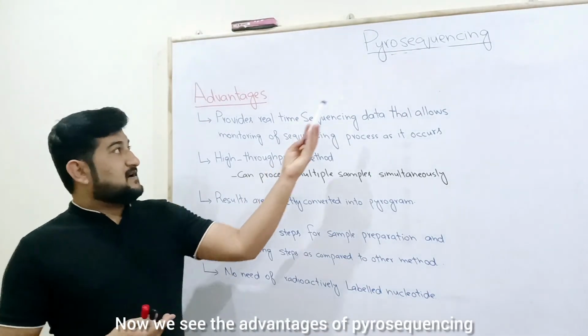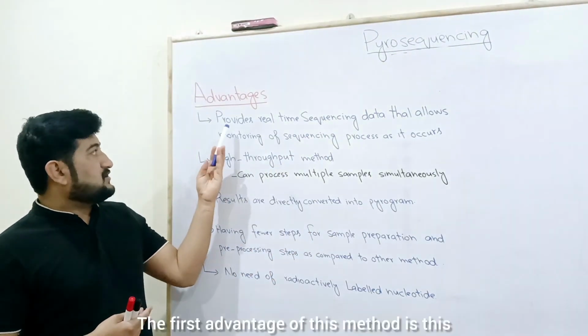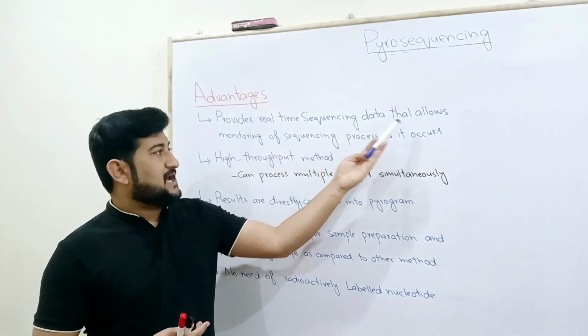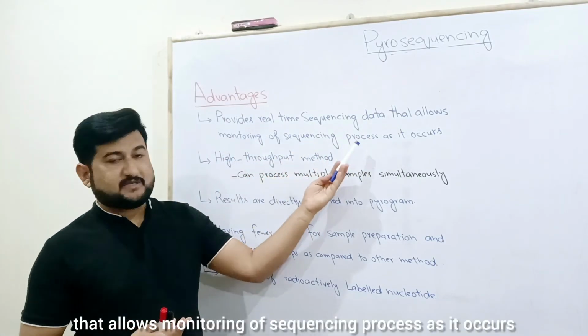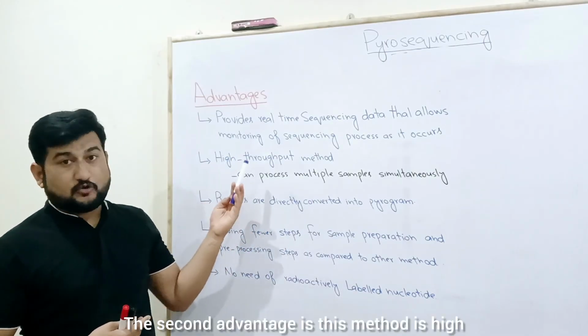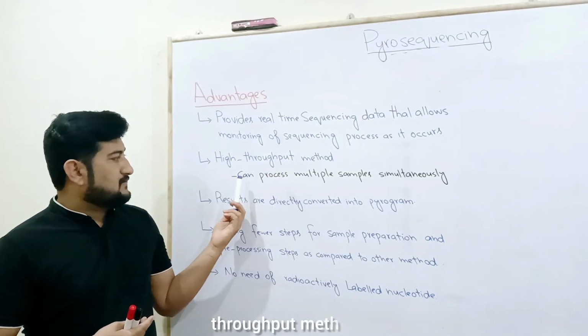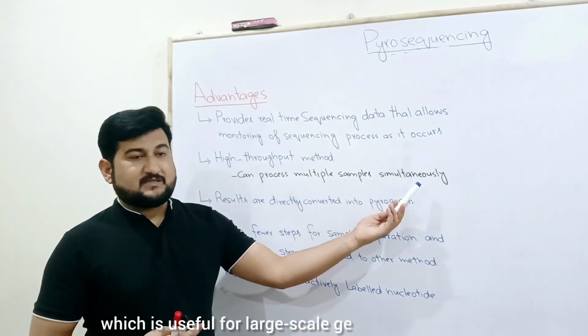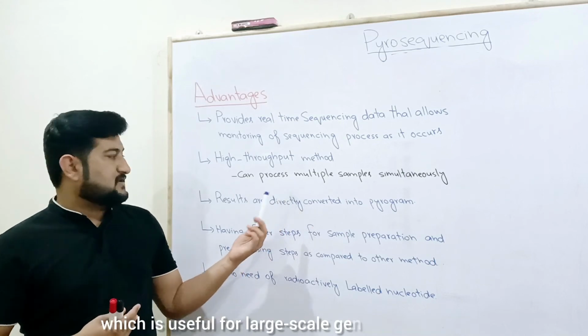Now we see the advantages of pyrosequencing. The first advantage of this method is that it provides real-time sequencing data that allows monitoring of the sequencing process as it occurs. The second advantage is that this is a high throughput method in which we can process multiple samples simultaneously, which is useful for large-scale genome sequencing.